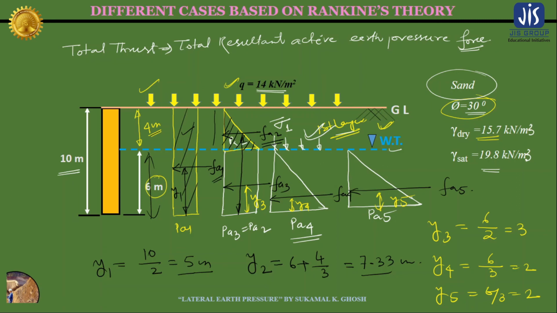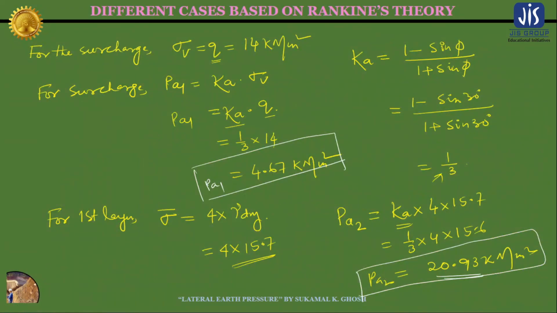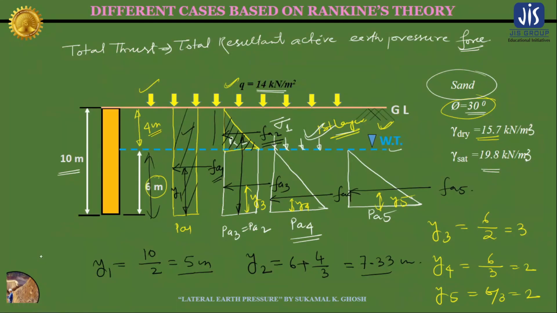So first we calculate the active earth pressure for the surcharge, which equals the coefficient of active earth pressure into the vertical stress, and for the surcharge, the vertical stress is nothing but its weight, that is Q. In this way we calculate the active earth pressure for the surcharge, and this is the pressure distribution diagram for this surcharge.